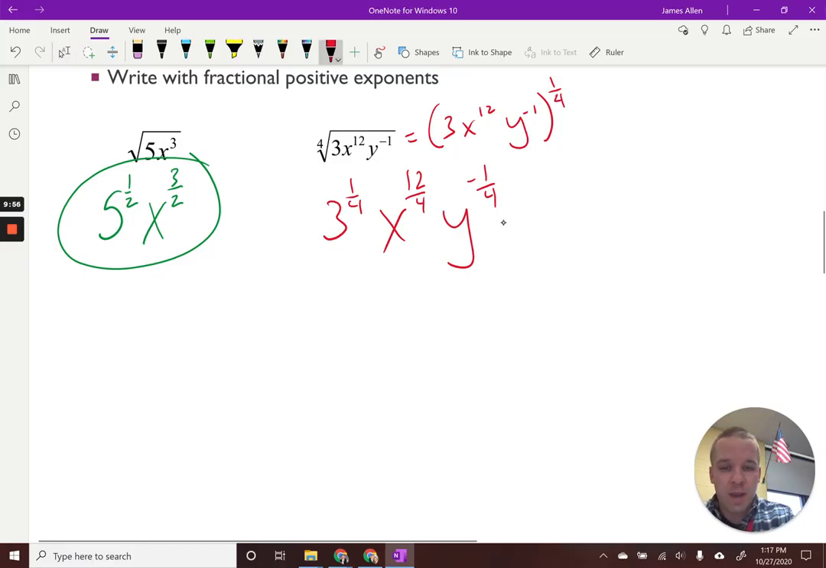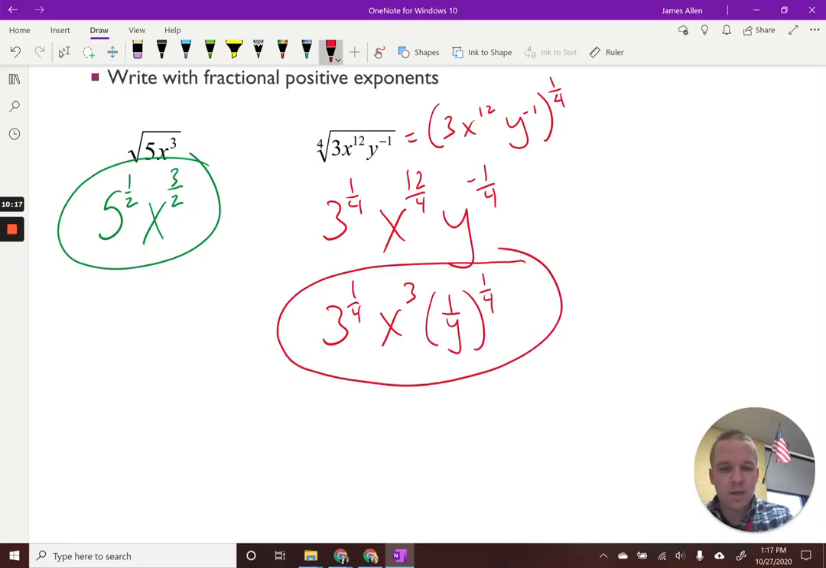Well, 3 to the 1/4 will remain as 3 to the 1/4. It's a positive fraction exponent. I can simplify that one to be x to the third, so I will simplify it. And then lastly, I have a negative exponent. How about I go with 1 over y to the 1/4? That'll work. I dig that.